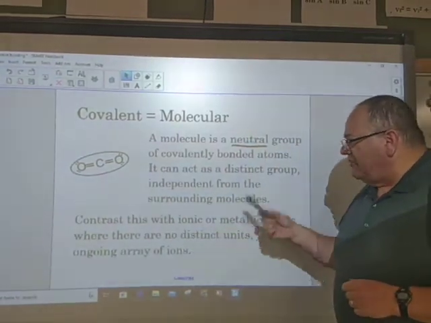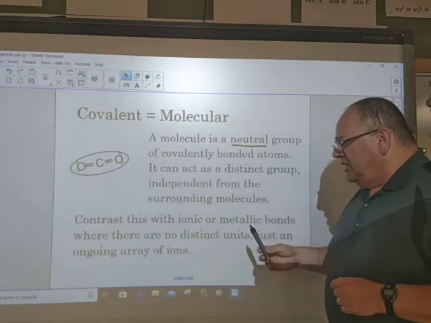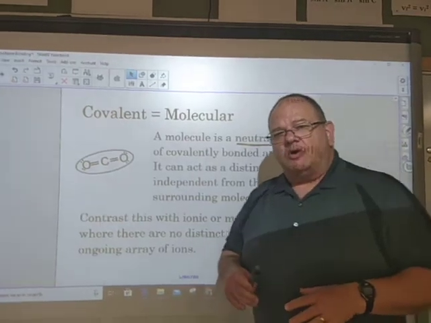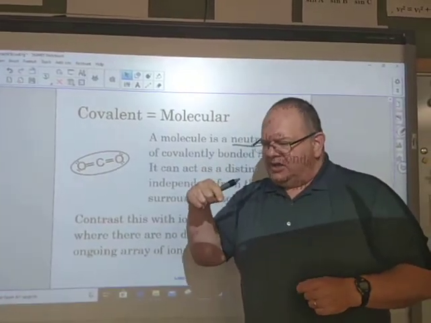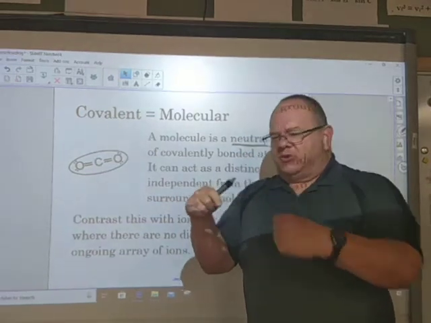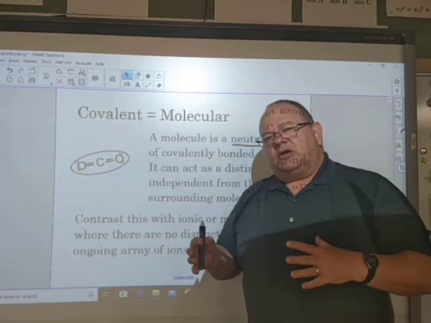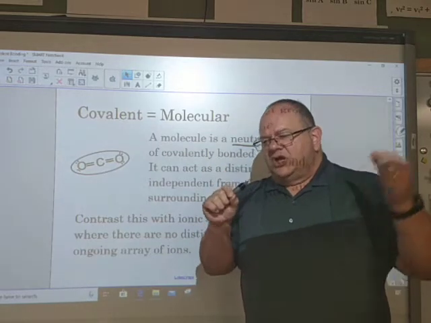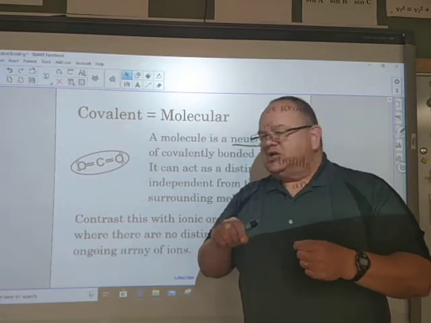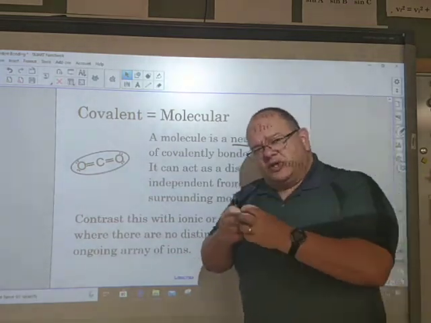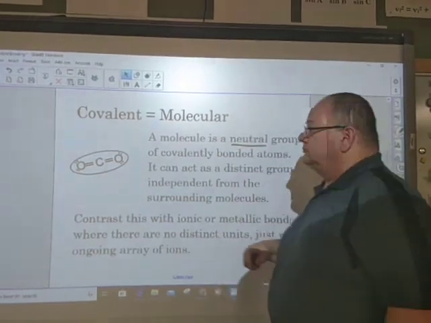Now contrast that with ionic bonding or metallic bonding, and you don't have any distinct units. You know, effectively in a metal, all the atoms are bonded. If I got an atom right here, it's attracted to all the atoms around it, and those atoms are attracted to all the atoms around them. In an ionic crystal, all the negatives are attracted to all the positives, and all the positives are attracted to all the negatives. There's no distinct unit, but in covalent compounds, there is. They are molecular.